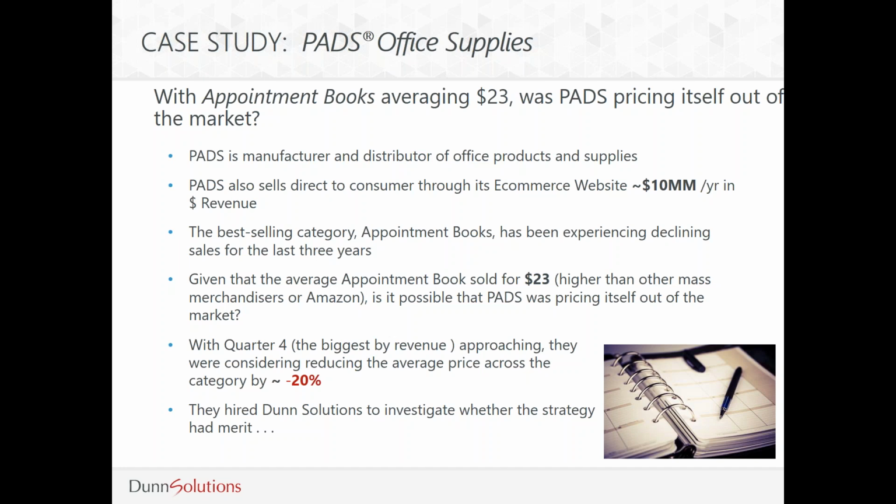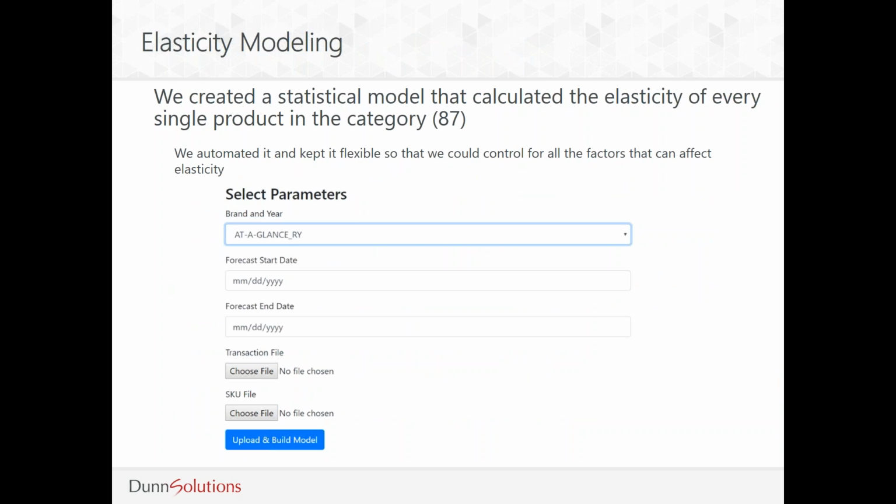Now, before they did that, they hired Dunn Solutions to investigate whether or not the strategy was a good one. So what did we do for them? Well, the first thing that we did, we took the approach that I was describing. I took their transactional data and I built an elasticity model that calculated the price elasticity of every single product in the appointment books category. So roughly about 87 products, meaning that appointment books are different by size, by color, by style, what have you.